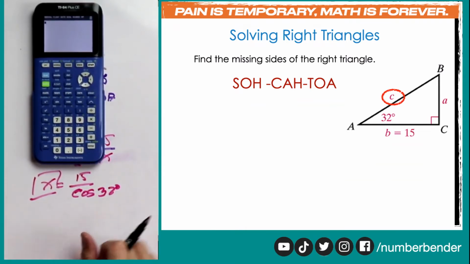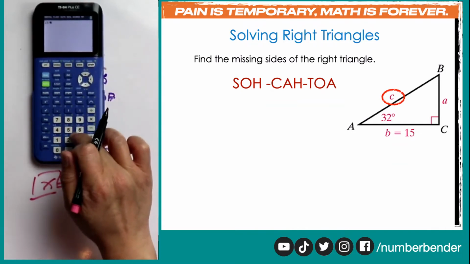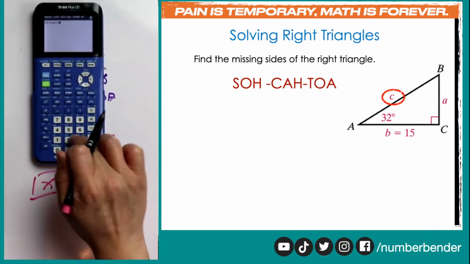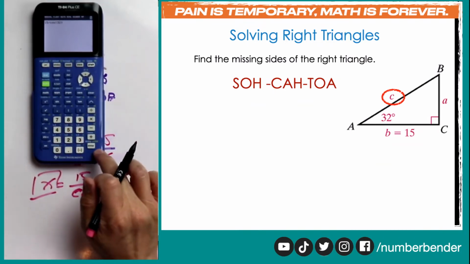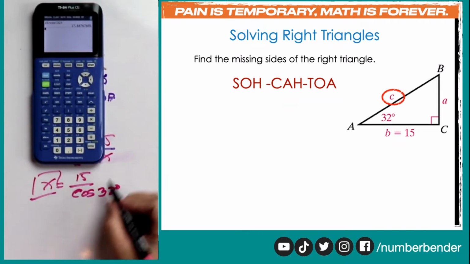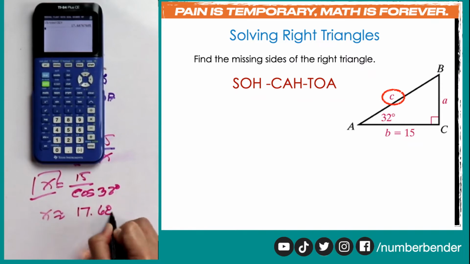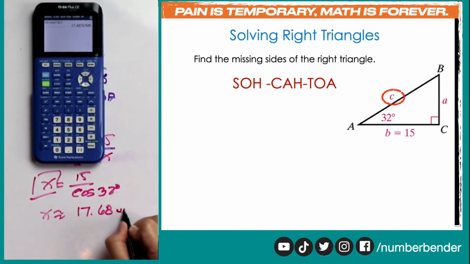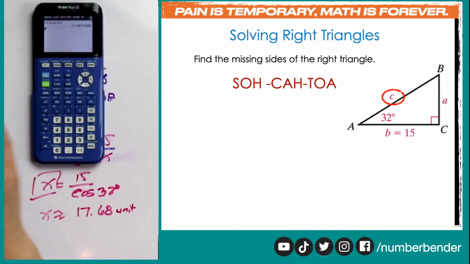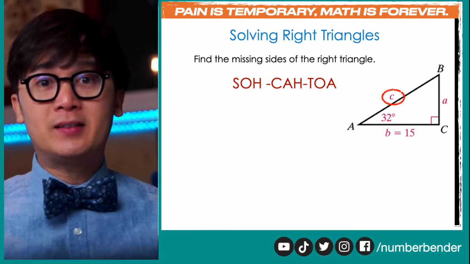this fraction by typing in 15 divided by cosine 32 degrees, and our calculator is giving us the value of 17.68. So x is approximately equal to 17.68 units. We don't know the unit of measurement, but this is how we're able to find the value of the hypotenuse of our right triangle using trigonometry and technology.